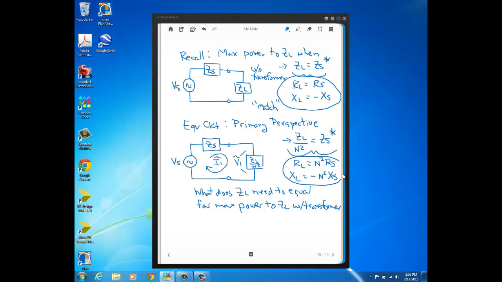To get a match with a transformer, now you need to satisfy these conditions. And again, the only difference between the two is the N squared factor that comes from having the transformer in the circuit. We will finish the quarter with a last video with an example using this concept of impedance reflection to get a match between two impedances with the transformer that we wouldn't be able to do without the transformer.